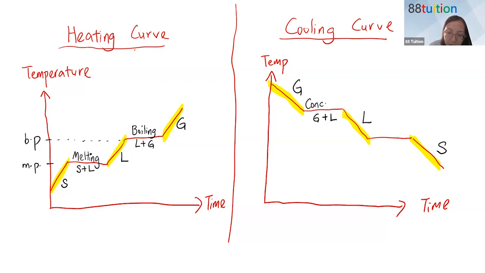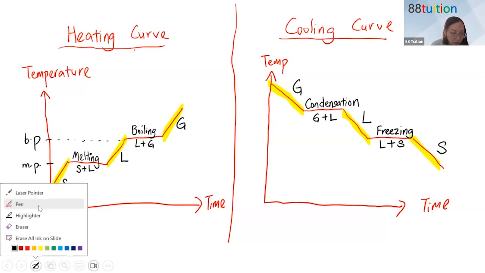All right, so gas change to liquid, that is condensation. And then here, this horizontal line is liquid plus solid. Some liquid has changed to solid, some liquid not yet changed to solid, and this process is called freezing. All right, so is everybody clear?